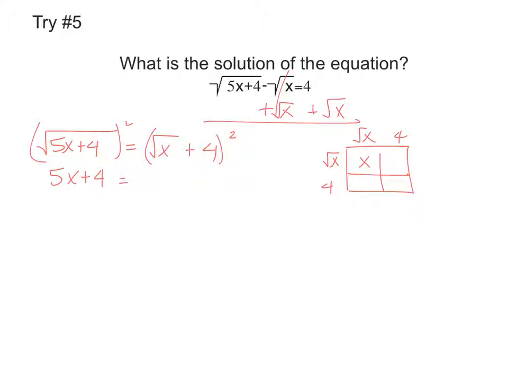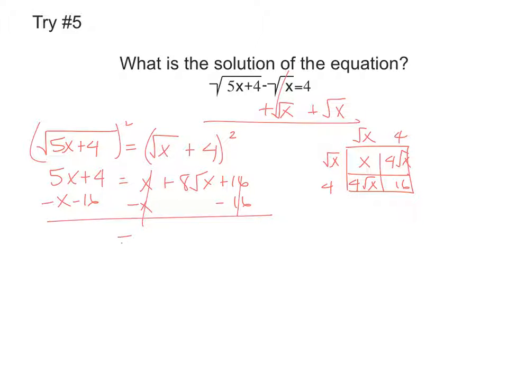So it's going to be x, 4 square root of x, 4 square root of x, and then 16. So when you combine on the diagonal, we're going to get x plus 8 square root of x plus 16. Okay, again, we want to isolate the radicals, so we're going to subtract x and subtract 16. So we're left with 8 square root of x on the right-hand side. On the left side, we're going to have 4x minus 12. Okay, finally, again, we're going to square both sides so that we can get the radical to go away.